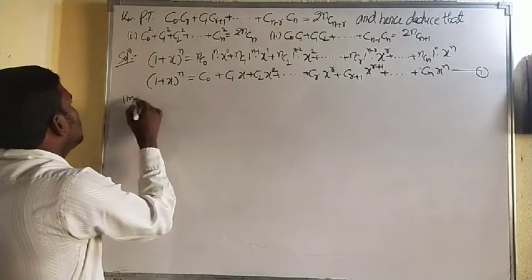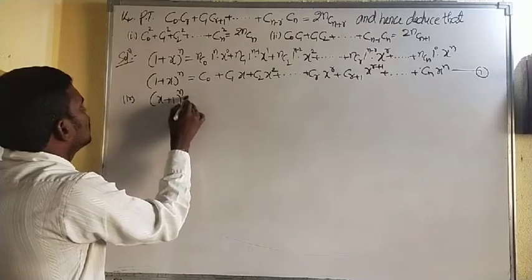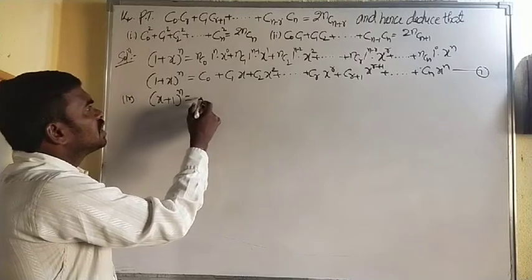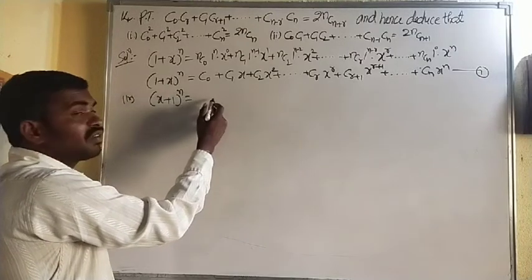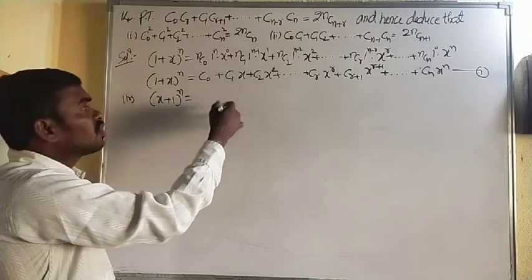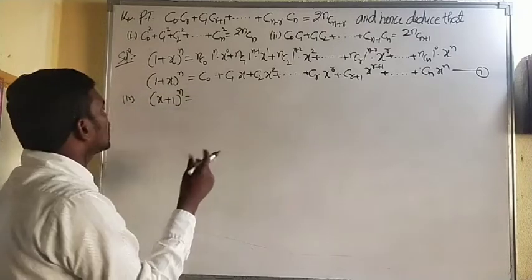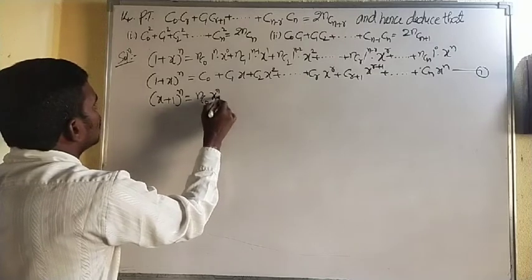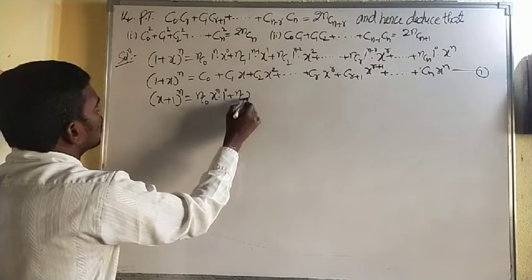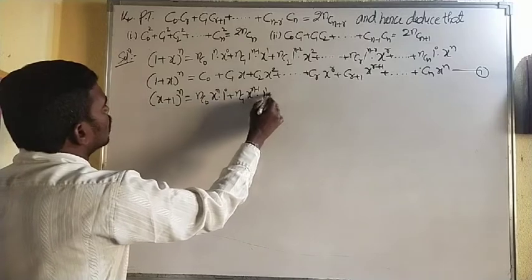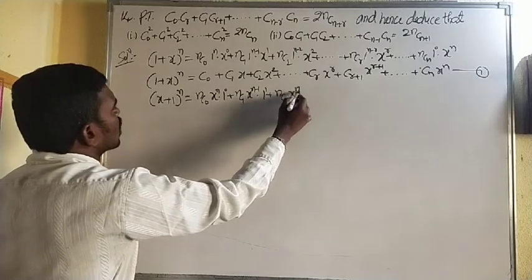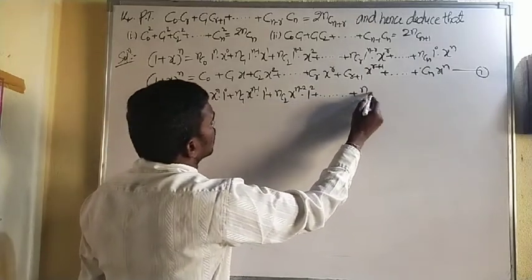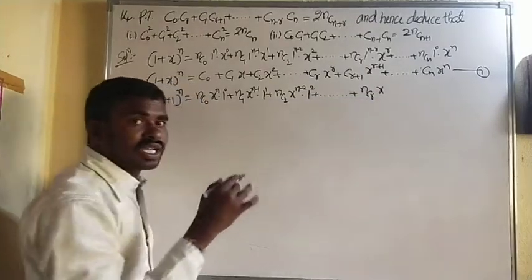Similarly, if you write (x plus 1) whole power n, this also we can get in the same situation. How can we write? nC0 x power n into 1 power 0 plus nC1 x power n minus 1 into 1 power 1 plus nC2 into x power n minus 2 into 1 power 2 plus so and so. In the middle term, nCr, middle term means not exactly the middle term.